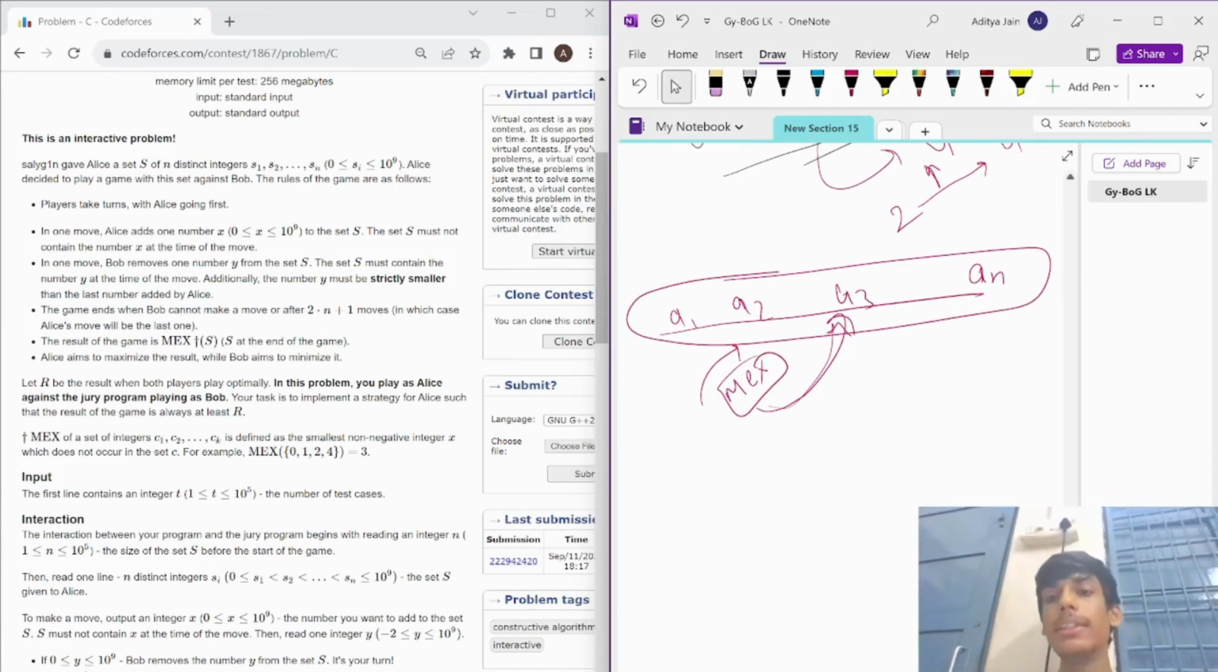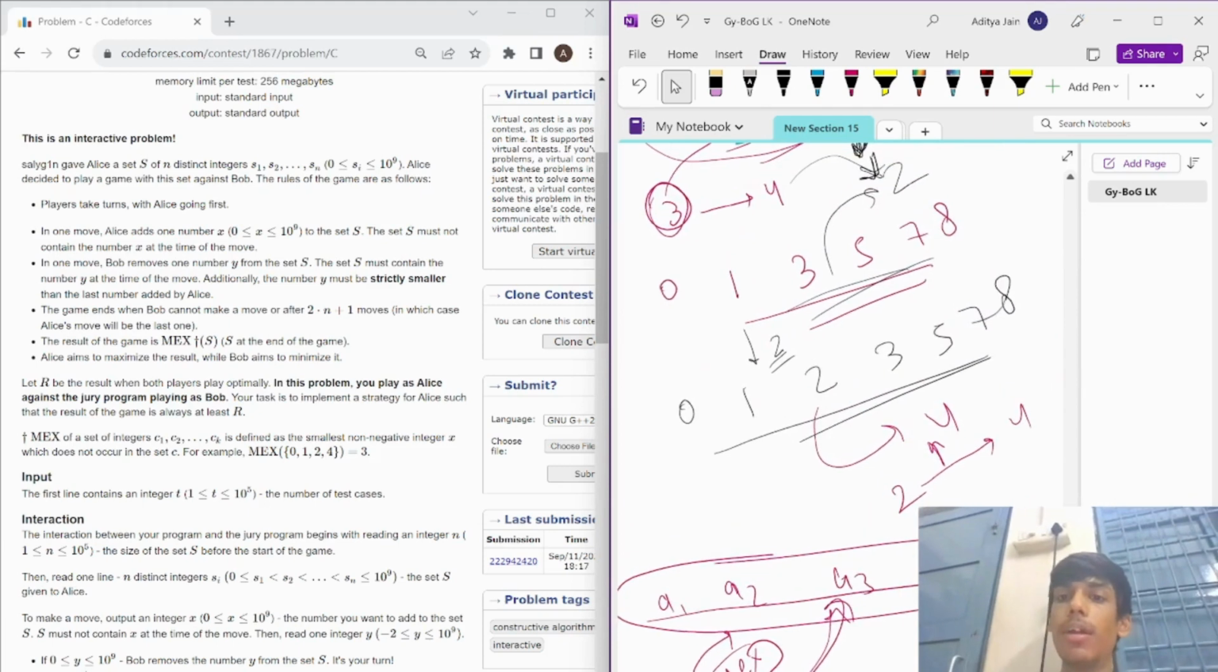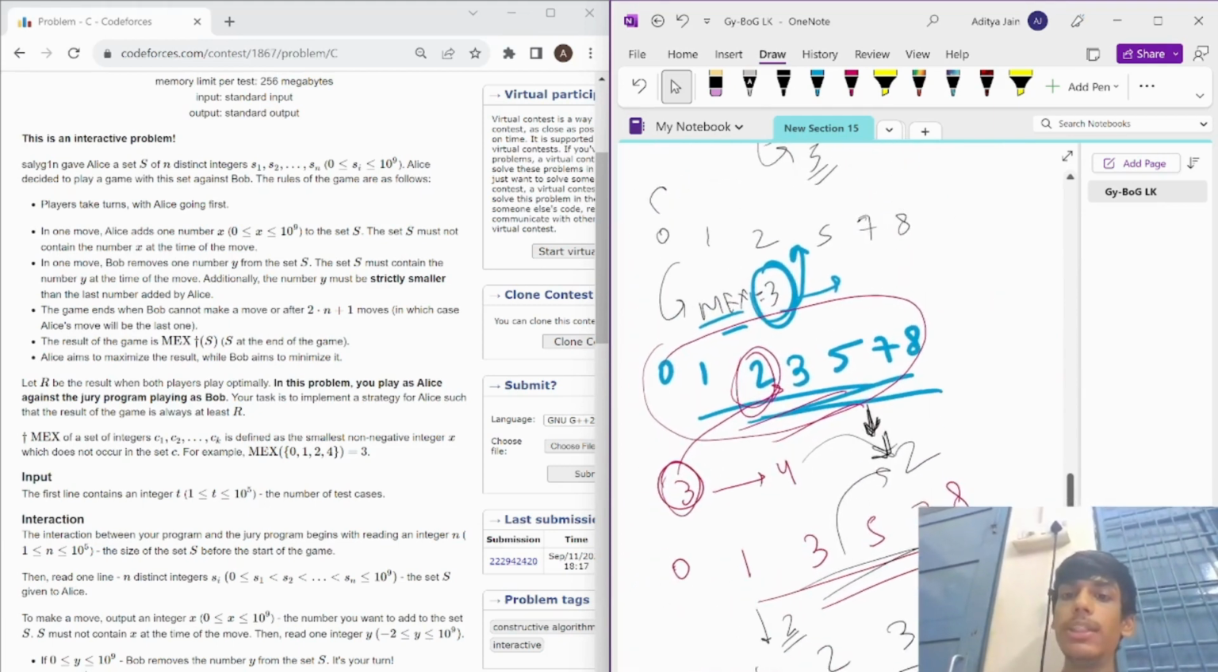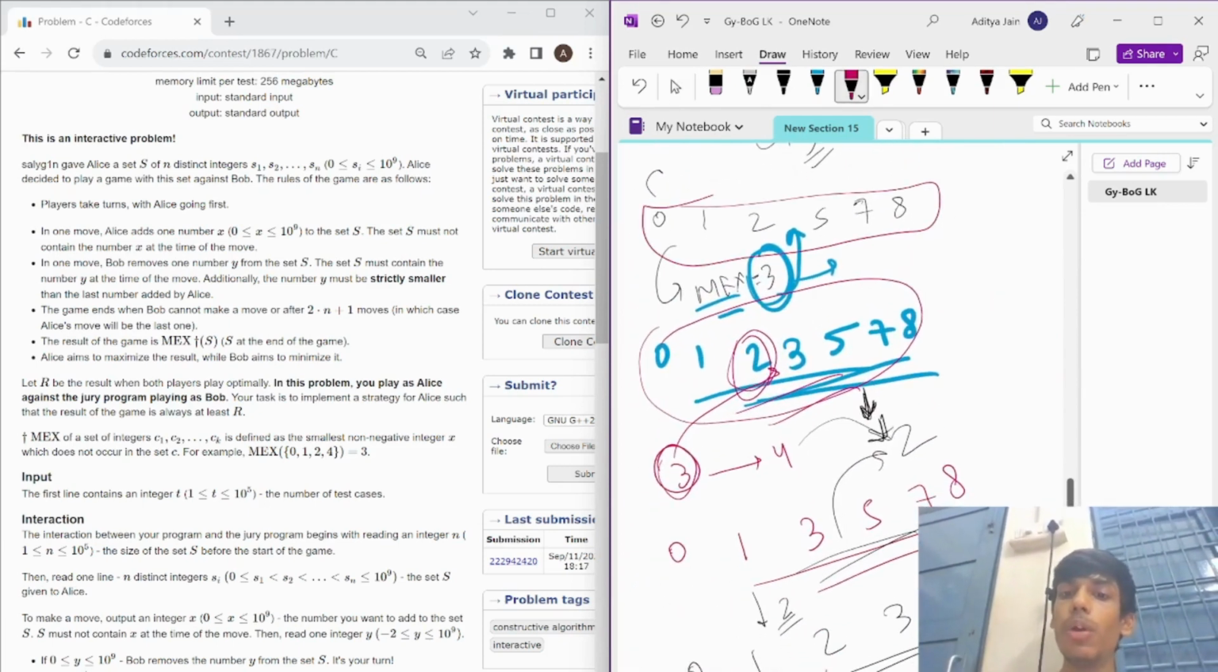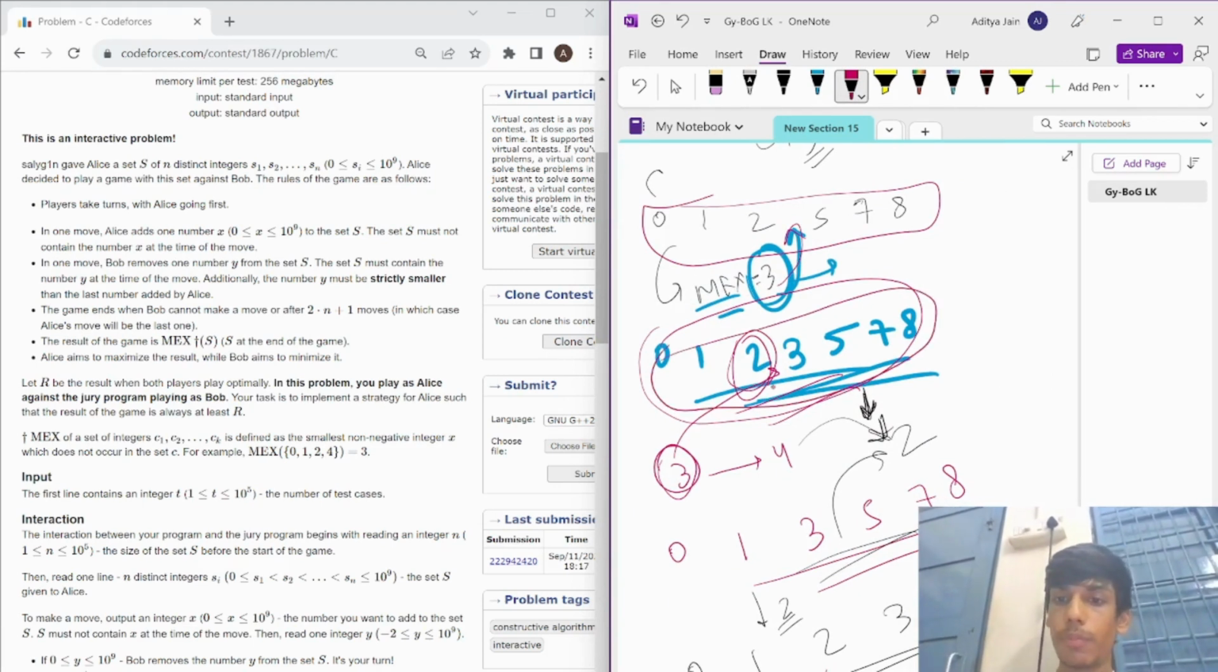Now, since Bob can remove only those numbers which are less than max, he will remove a smaller number. For example, the max was 3 initially for this array, so Alice added 3 into this array, and now the max became 4 for this array. Now Bob can remove any number which is less than 3. So if Bob removes 2, Alice will again insert 2, so that the max remains 4, the max doesn't decrease.